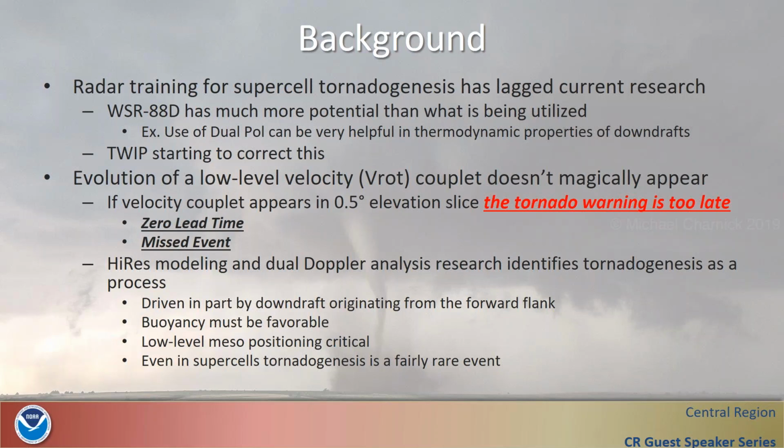Again, as I alluded to, buoyancy must be favorable in that downdraft in order for the tilting and stretching to occur. Positioning of the low-level mesocyclone is also critical, based on the work that Markowski and Richardson did back in 2014. And then again, we have to keep in mind that even in supercells, tornado genesis is really a fairly rare event.